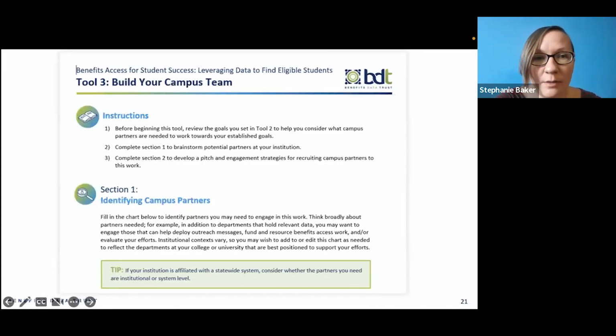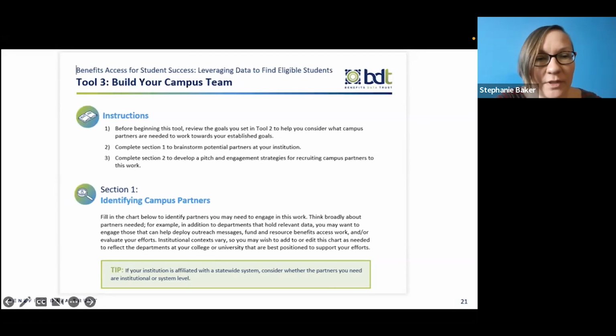The first one I'm going to talk about is tool 3, what we call Build Your Campus Team. We wanted to highlight that today because despite that sometimes campus departments can feel a little siloed, we know that none of the work that institutions do to support students can happen in a vacuum. So this tool first walks the user through thinking through which staff or departments are needed to plan or carry out this work of identifying students for benefits outreach.